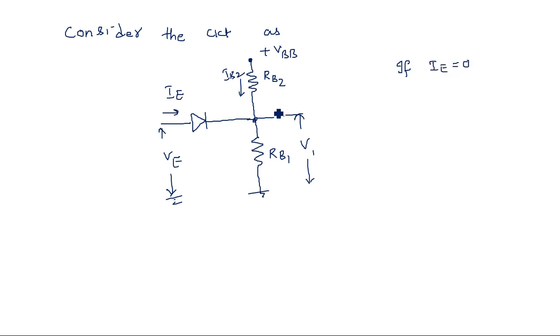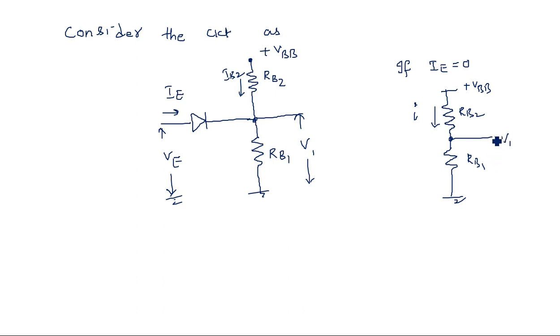Suppose IE is equal to 0. When IE becomes 0, if the diode is open circuited, then there is no current IE. So if IE is equal to 0, the UJT has only the n-type material resistances RB2 and RB1 between VBB and ground, and the current we take as I. The voltage across this one is V1 from here to ground.